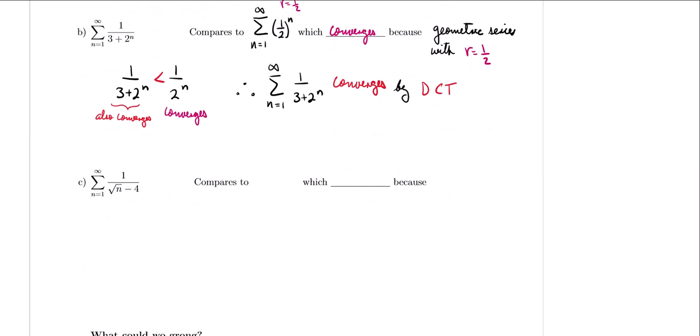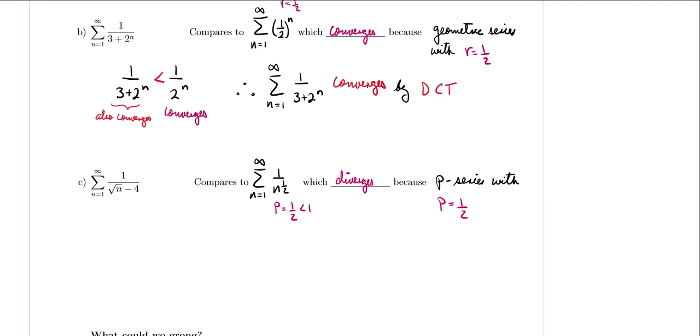So for this next one, we have the sum as n goes from 1 to infinity for 1 over the square root of n minus 4. Now this one here, we can compare it to the sum as n goes from 1 to infinity for 1 over n to the 1/2. Now once more, we are dealing with a p-series, and this one here, p is equal to 1/2, which is less than 1, which means that it will diverge. Why? Well, again, because it is a p-series with a p-value of 1/2.